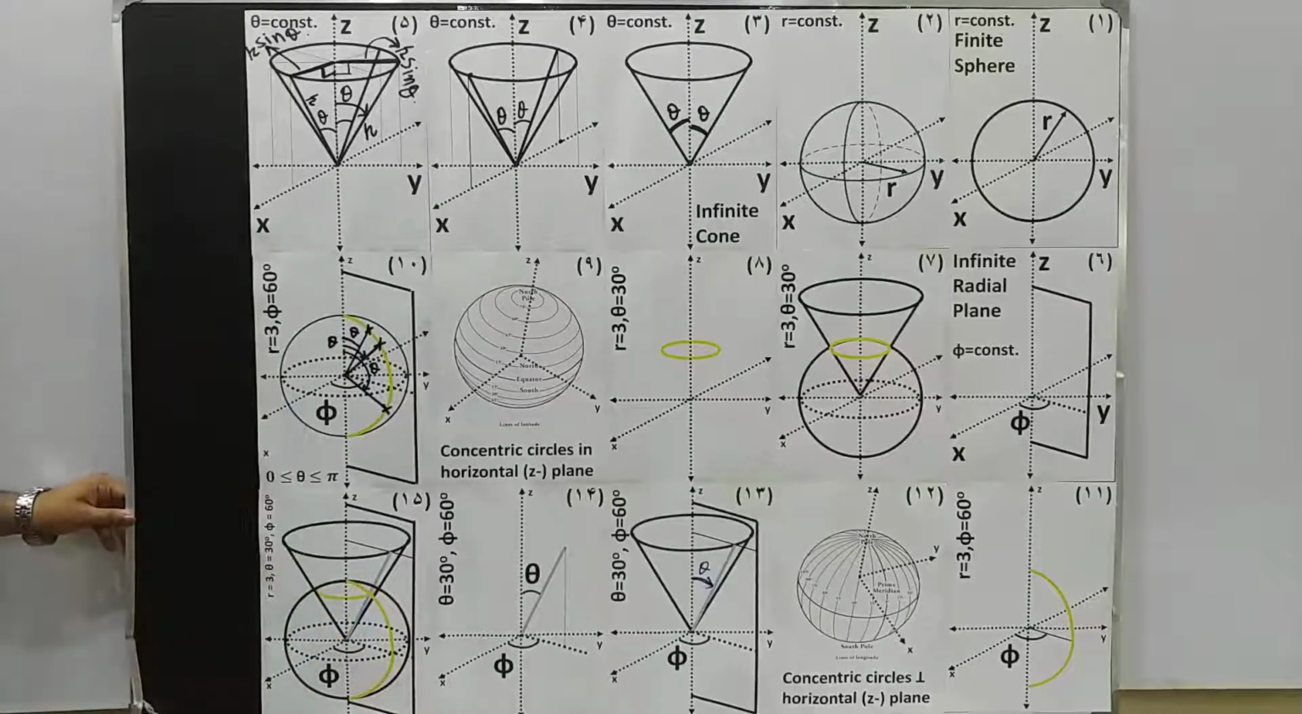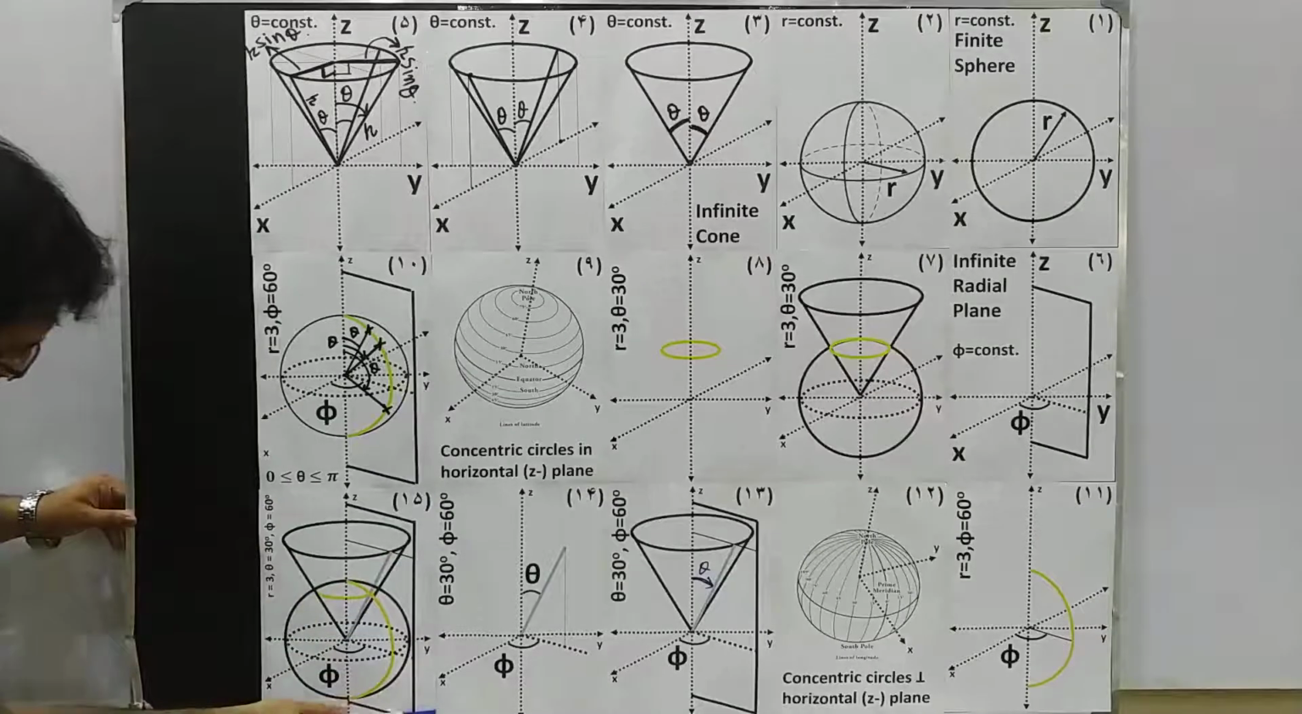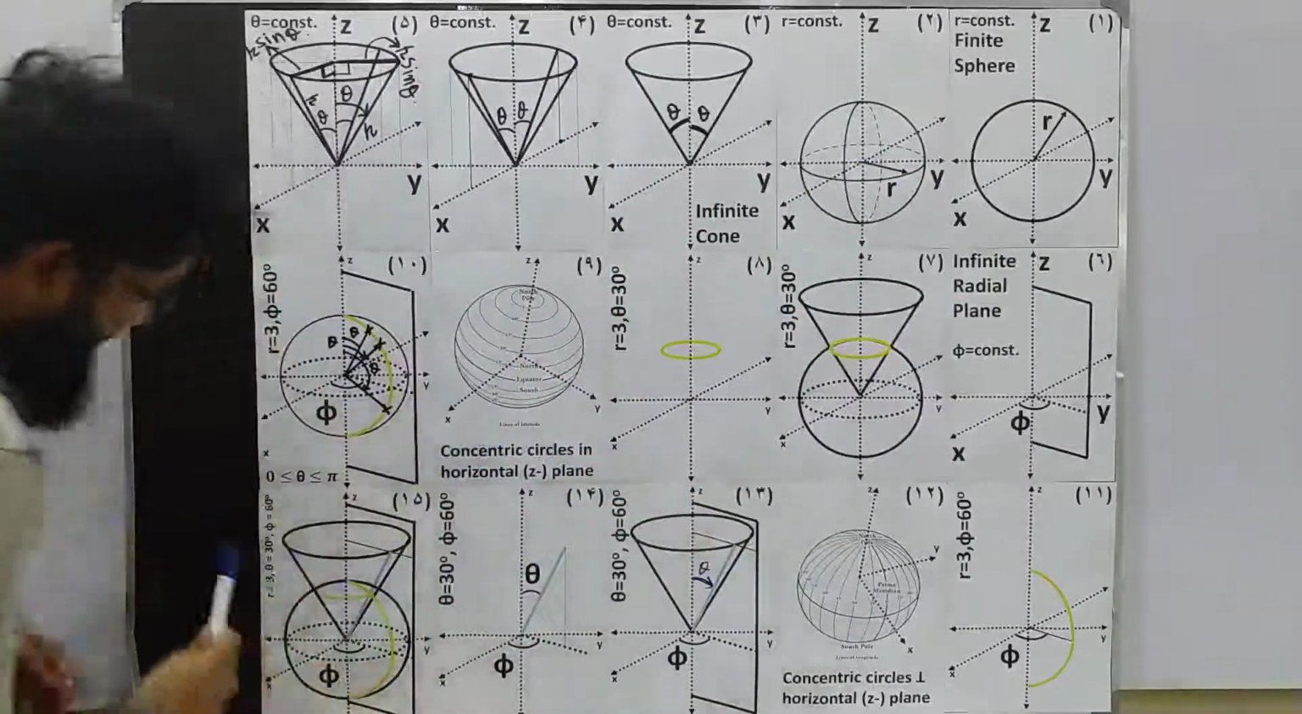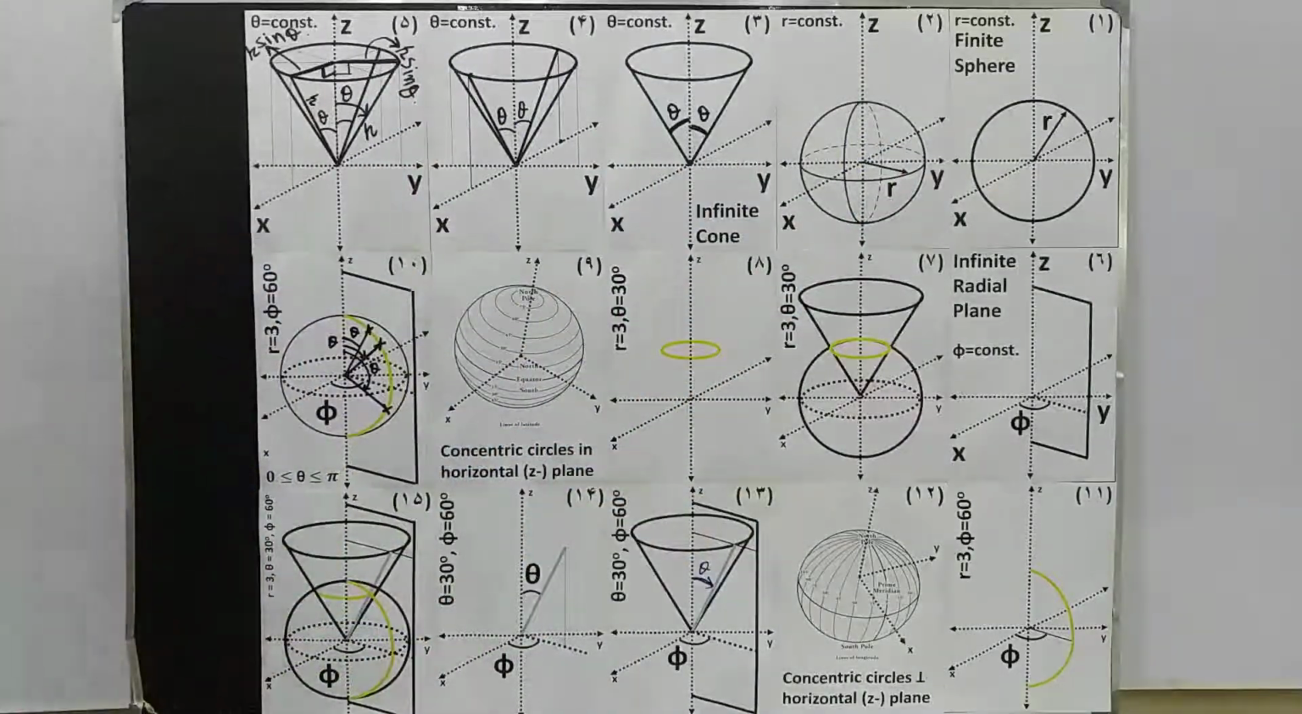And removing the fundamental surfaces, we have got this. In the next class we'll discuss what we will get if we combine all these three fundamental surfaces, and from there we will define the fundamental primitive unit vectors.